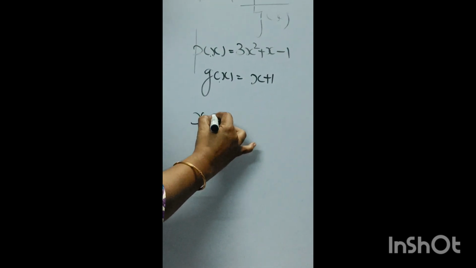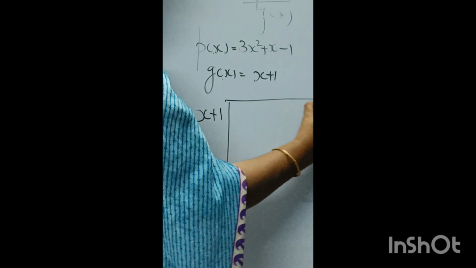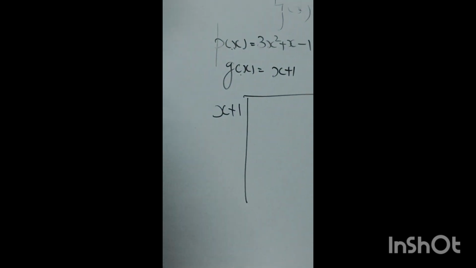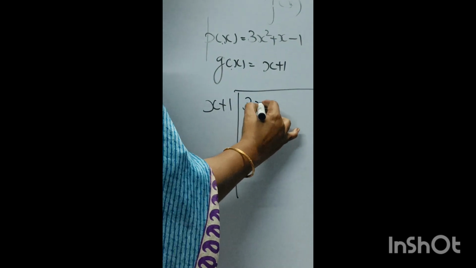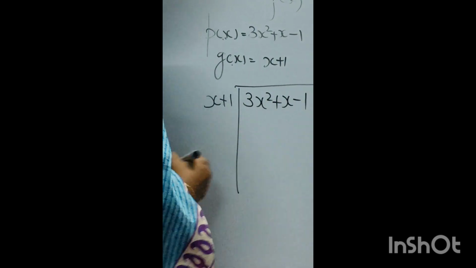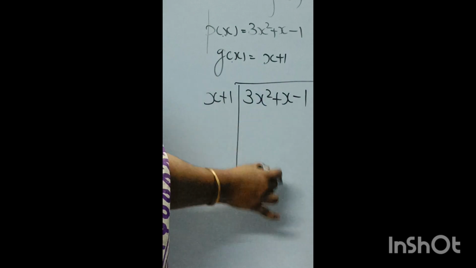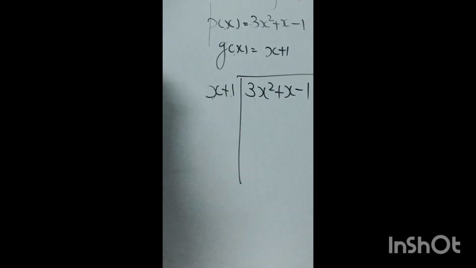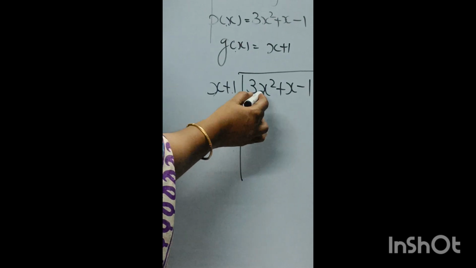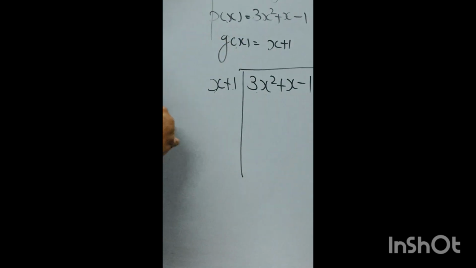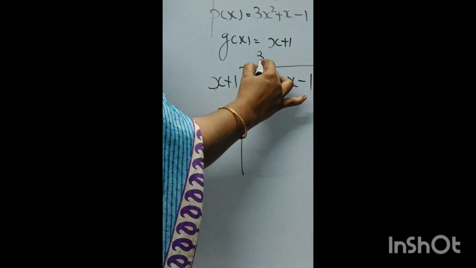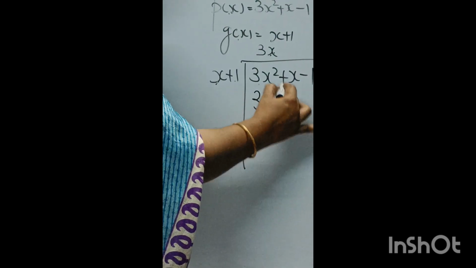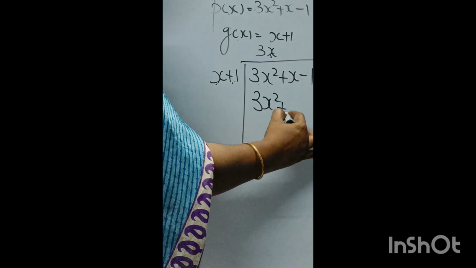So x plus 1 is the divisor. And what is the dividend here? 3x square plus x minus 1. So we have to divide this. How will you divide this? So we have 3x square here, we have x plus 1 here. So you have to make 3x square 0. For this we multiply by 3x here. 3x into x, you get 3x square. 3x into 1 gives plus 3x.